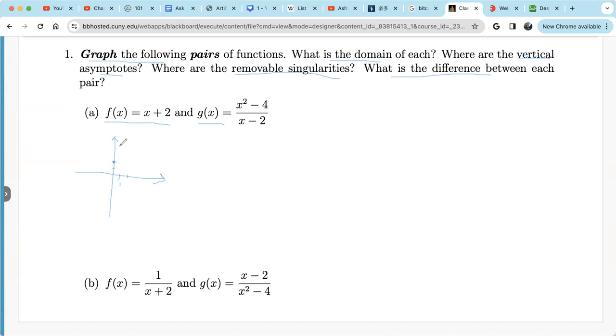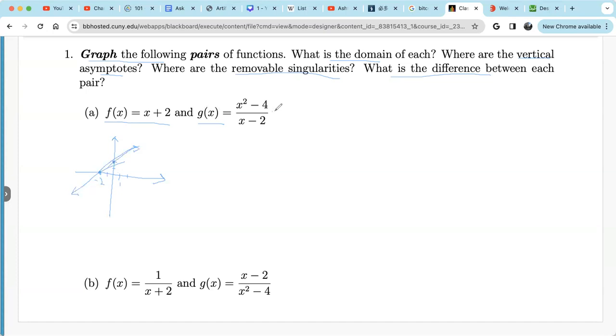Let's look at this point. If function value is 0, x equals -2. So let's say -1, -2. So we get this point. Now we can graph this line. Right? Oops, sorry. I'm using my finger to draw on the check marks. It's kind of difficult. Okay, so we got this straight line. That's x plus 2. What about this one? Well, for x plus 2, the domain is all real numbers. Right? Let's see this one.